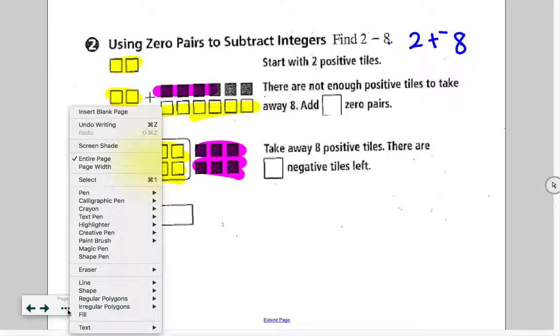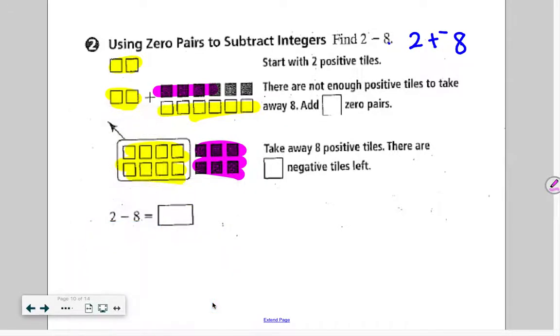Let me finish highlighting. Did they change the value of the board if they added 8 reds and 8 yellows? Zero pair, zero pair. See, look, they got 8 zero pairs there, right? So did the value of the board really change if they added all those zero pairs? No. Didn't change at all. So there are not enough positive tiles to take away 8, so we are going to add 8 zero pairs. We added 8 zero pairs.